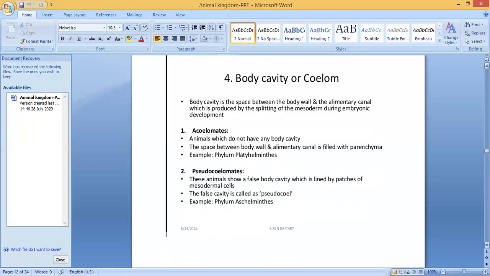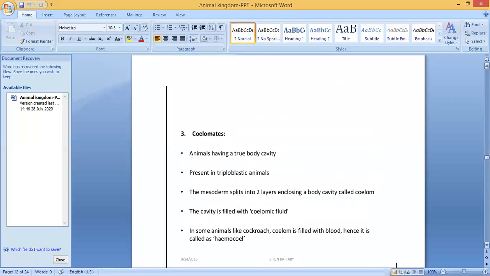The false cavity is called pseudocoel. Pseudo means, I told, false. False cavity is called pseudocoel. Example, which example? Phylum Aschelminthes. Which group? Phylum Aschelminthes.